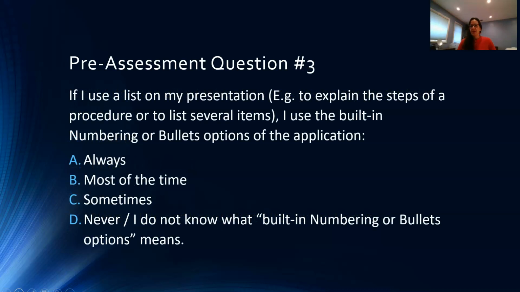Question number 3. If I use a list on my presentation, for example, to explain the steps of a procedure or to list several items, I use the built-in numbering or bullets options of the application. A, always. B, most of the time. C, sometimes. Or D, never, or I do not know what built-in numbering or bullets options means.